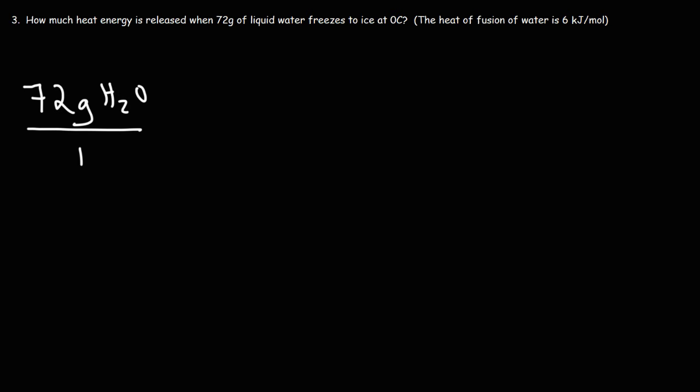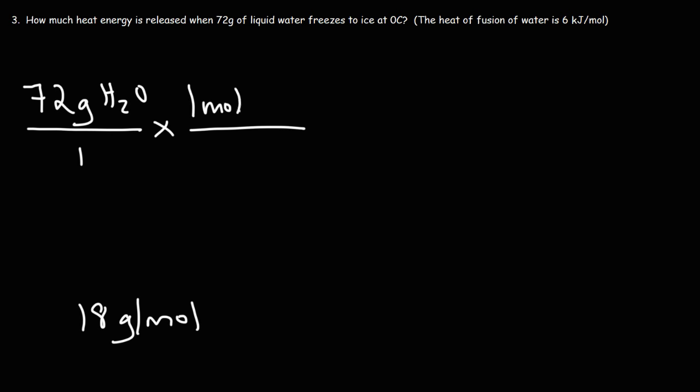So let's start with 72 grams of water. And now what we need to do is convert it to moles. So we need the molar mass. Oxygen has an atomic weight of 16, hydrogen is 1, and there's 2 of them. So the molar mass of H2O is approximately 18 grams per mole.